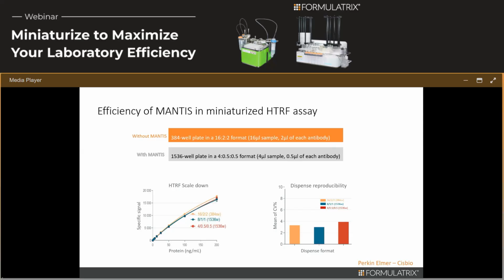Here Mantis was used to dispense 0.5 microliter of the donor and acceptor antibodies into a 1536 well plate. The graph here shows the results of the analysis in which full-scale, two-fold, and four-fold miniaturization were done. When compared, all the assays produced signals of almost similar strength. Similarly, when the dispense reproducibility of all three assays was quantified, very low coefficients of variation were observed.